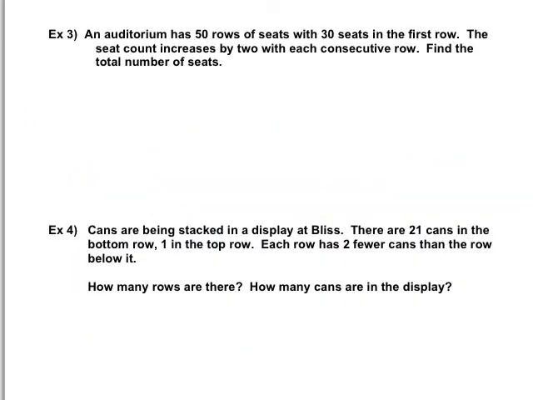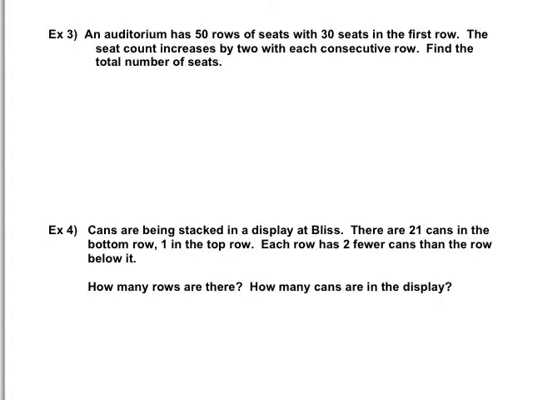I'm going to finish here with one example, example 3, and then we'll work some other examples in class. It's another auditorium problem. An auditorium has 50 rows of seats with 30 seats in the first row. The seat count increases by 2 with each consecutive row. Find the total number of seats. So now I'm not looking for the number of seats in a row. I'm looking for the total number of seats in the auditorium. So you should pause this and take a minute and write down what you know and see if you can work through it.